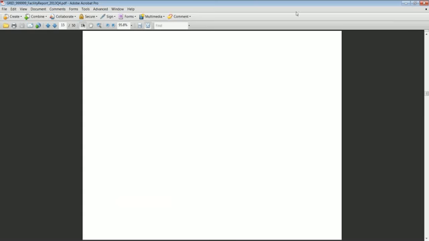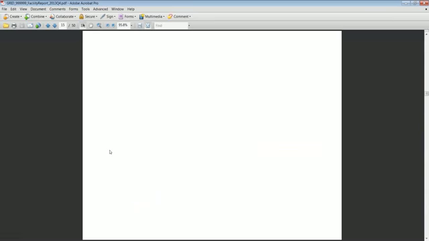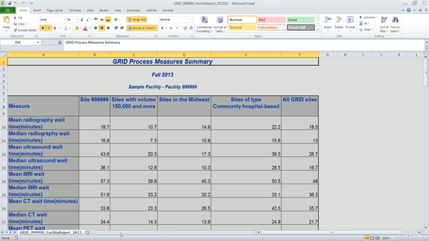Let me just see. That slide should have data on it, and I have no idea why it isn't showing up. But before we get there, let me show you one other thing.